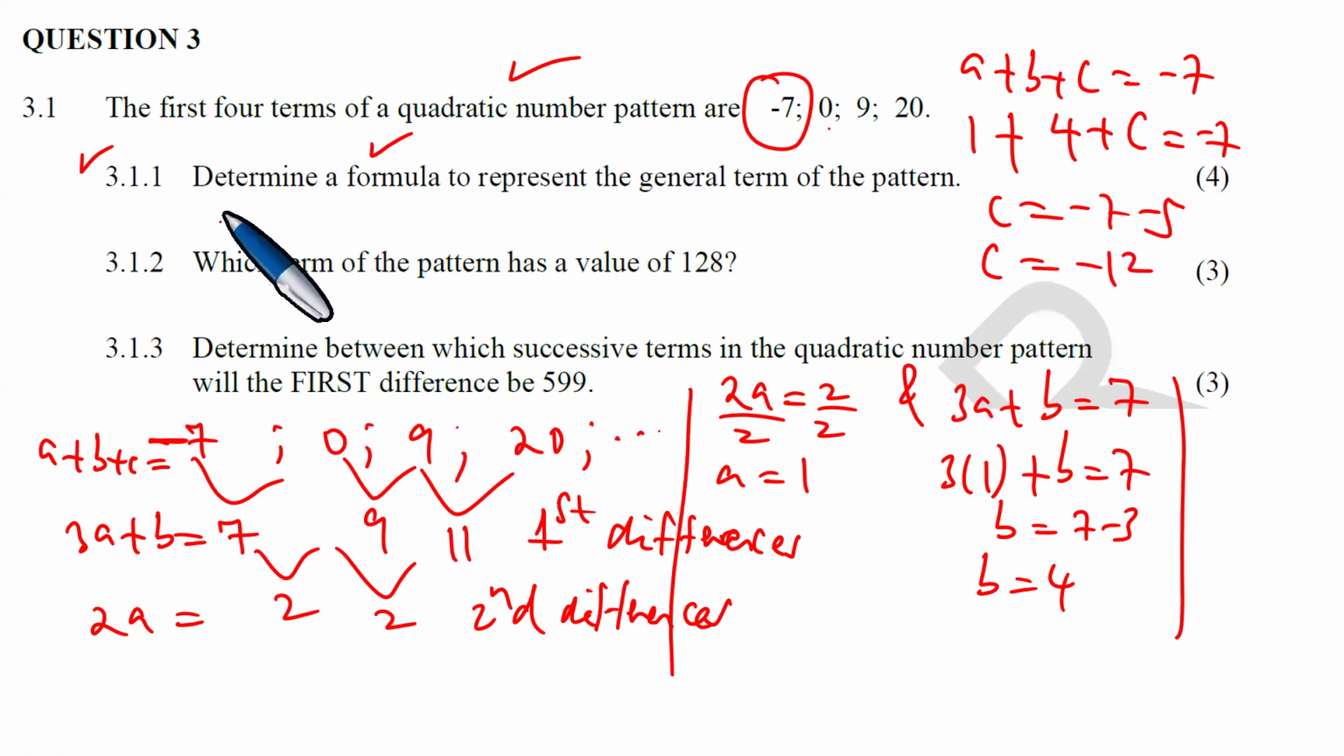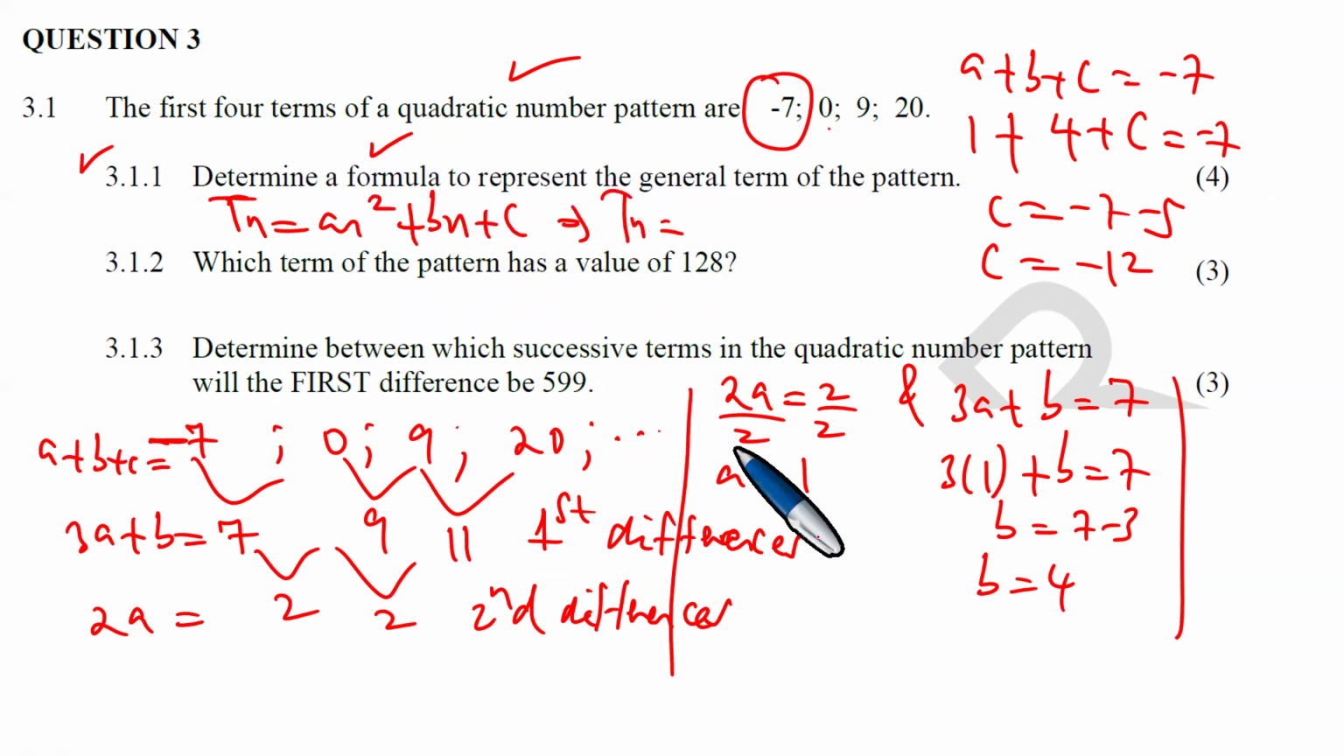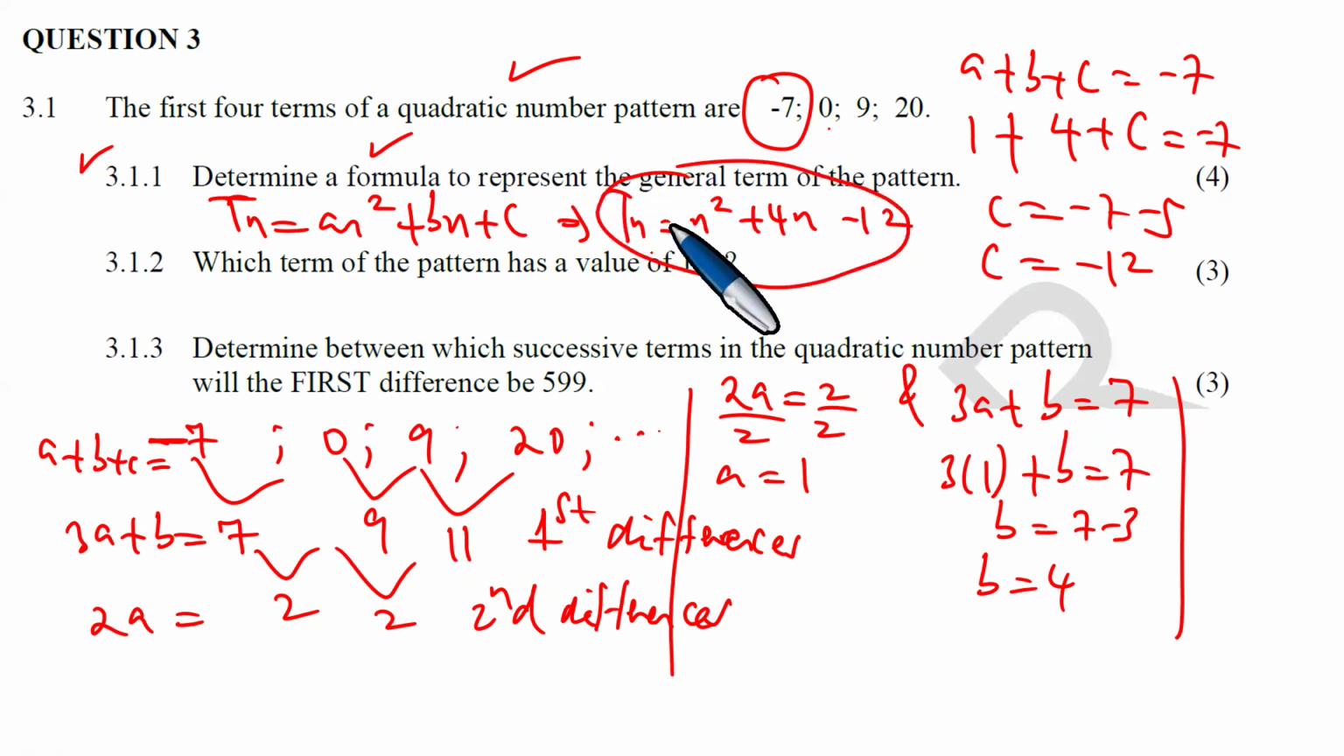To get the general formula, we use the formula t subscript n equals an squared plus bn plus c, and this means that tn equals, what is our a? a is 1, which means it's n squared. Our b is 4n. Our c is minus 12, and therefore this is the formula. It is n squared plus 4n minus 12. Take note of that. We have the answer there.